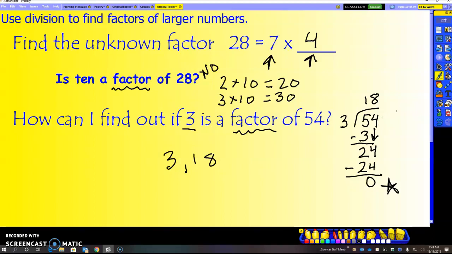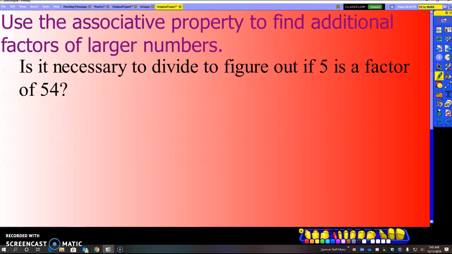So 3, 18 would be listed in a factors list for 54. All right. We're going to figure out a little more about this associative property. The question on here: is it necessary to divide to figure out if 5 is a factor of 54?